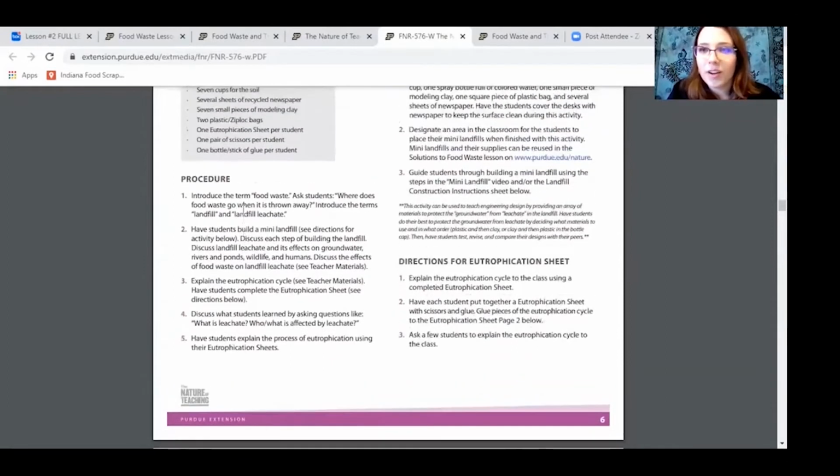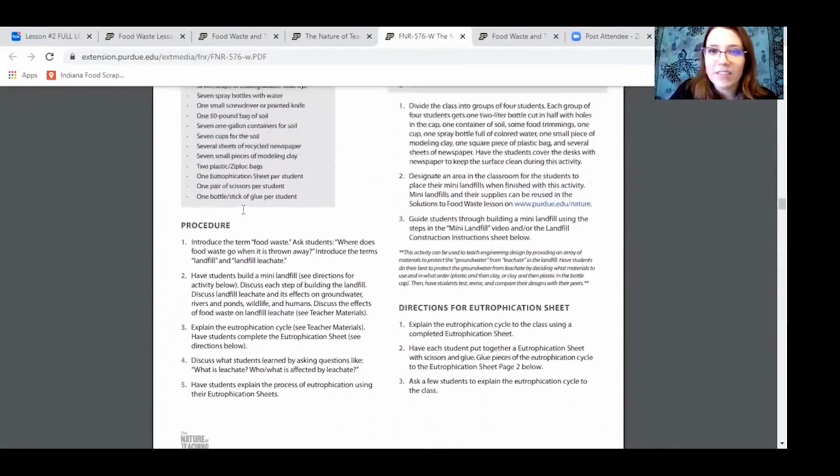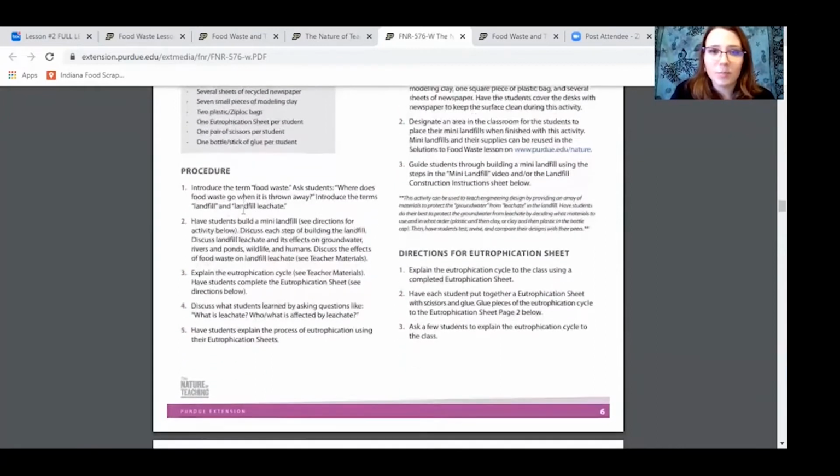We also include a tip that the mini landfill activity can be used to teach engineering design by providing an array of materials, in addition to what we require in the required materials, that students can use to protect groundwater from leachate. So maybe not just the clay and plastic liners that are normally found in landfills. Maybe they want to engineer a different way to protect our groundwater from landfill leachate, and they can test the effectiveness of these different materials. Maybe it's Play-Doh, maybe it's paper, maybe it's different things that they can find around their house, especially if you're doing a virtual learning experience.